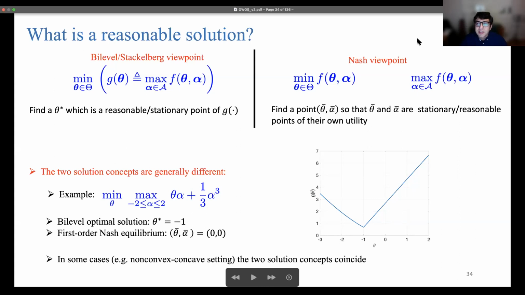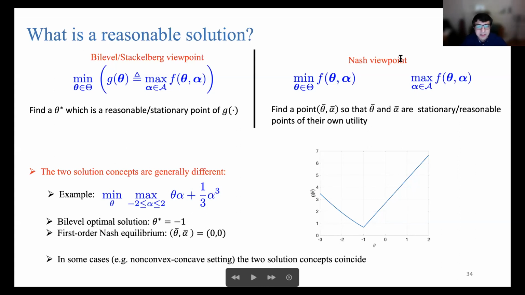Any questions so far about these concepts? Okay, good.